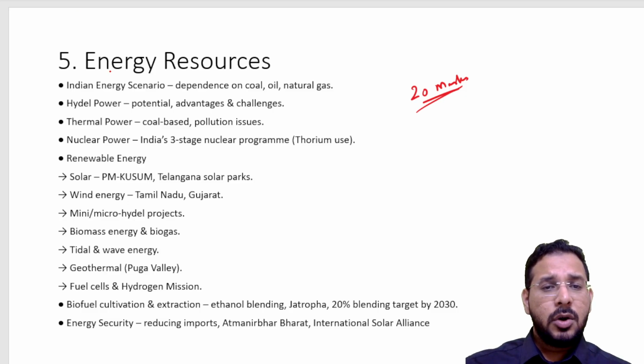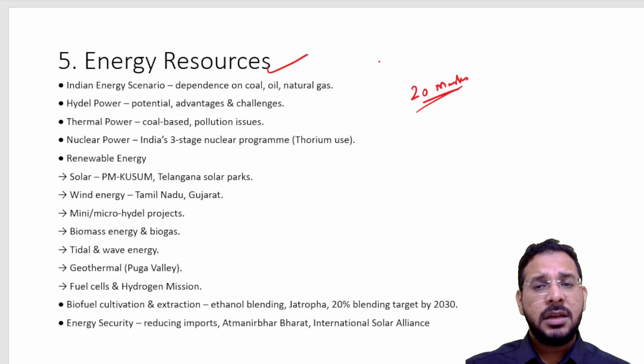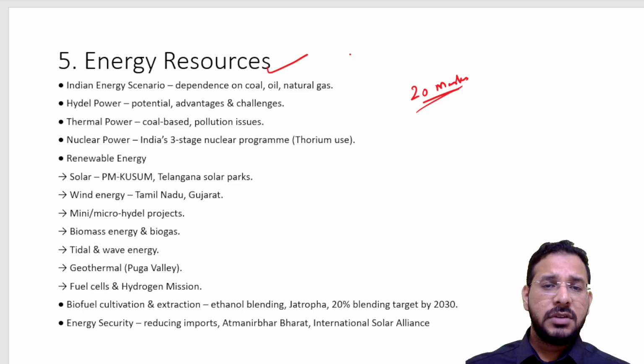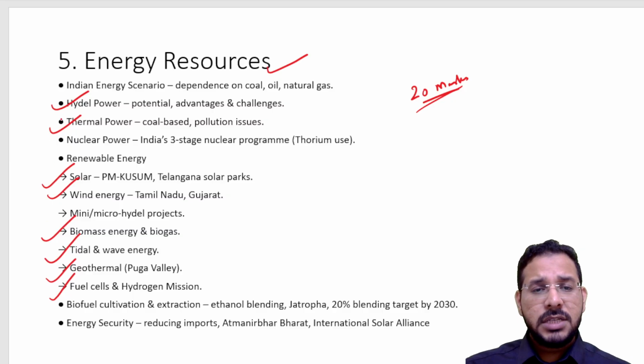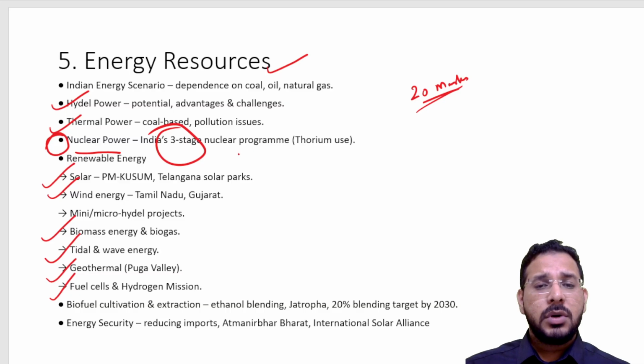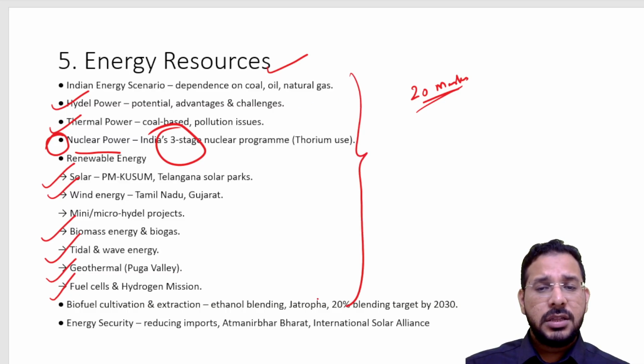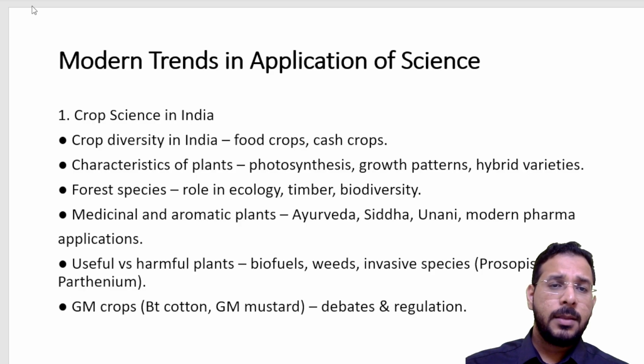Then we have a comprehensive unit on energy resources, where we will study different conventional energy sources, non-conventional sources, or renewable sources like thermal power, sorry, hydel power, solar power, wind energy, biomass energy, tidal energy, geothermal energy, and we will study the fuel cells, hydrogen cells. So all these we have to study. We also study the India's nuclear program, India's 3-stage nuclear program, and what is the sectoral distribution of energy in these sectors. So these above 3 units are important for both group 1 and group 2.